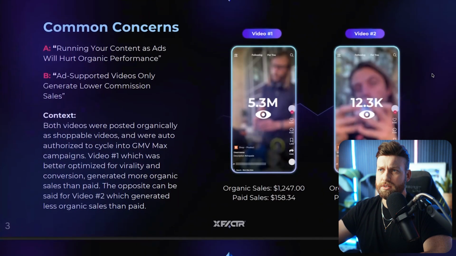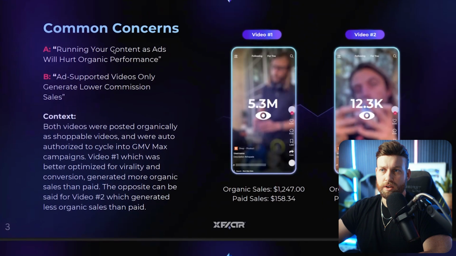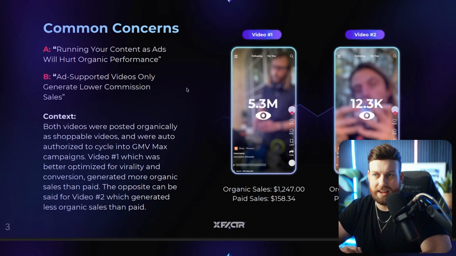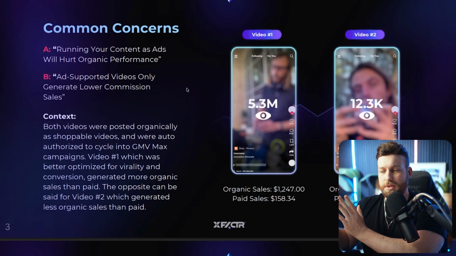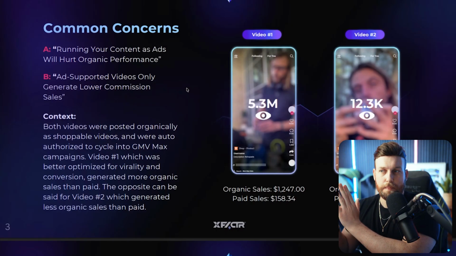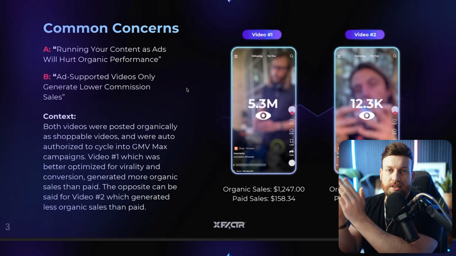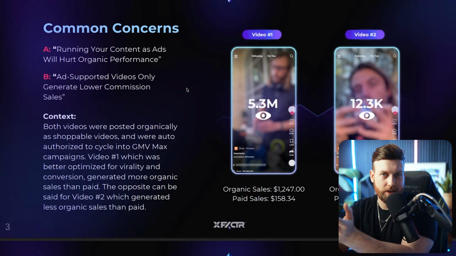Now, the common concerns around this are A, running your content as ads will hurt organic performance, and B, ad-supported videos only generate lower commission sales. So in scenario A, running your content as ads will hurt organic performance. This really isn't much of a concern, because the video will be pushed organically as well as with ads. And so you may generate a certain amount of money through organic, but the paid ads will just be in addition to, and doesn't limit its ability to get organic reach.